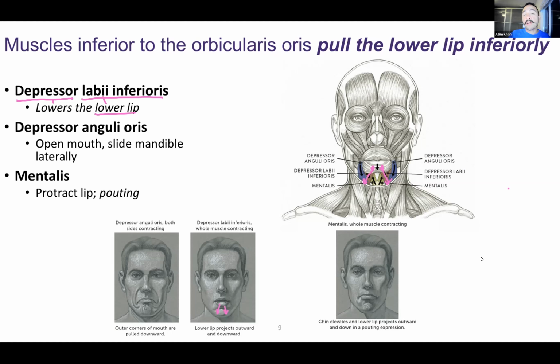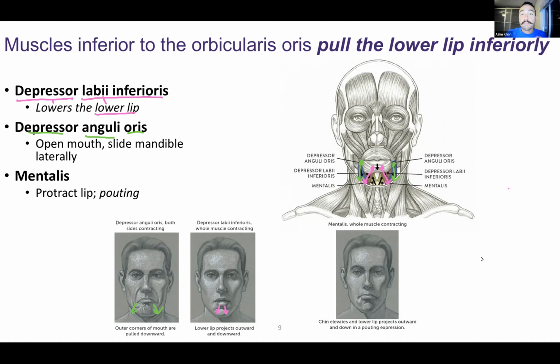If you want to pull your mouth at an angle, you're using a different muscle, depressor anguli oris. You're pulling at an angle of the mouth, anguli oris. This muscle goes to the corner of the mouth and pulls. So here you can see the mouth being pulled for depressor anguli oris.